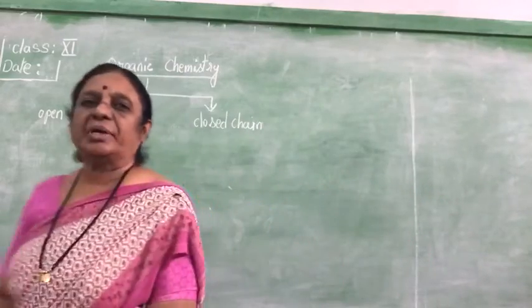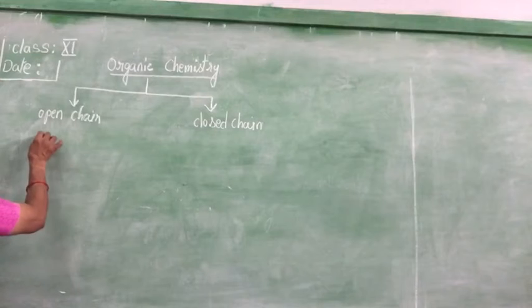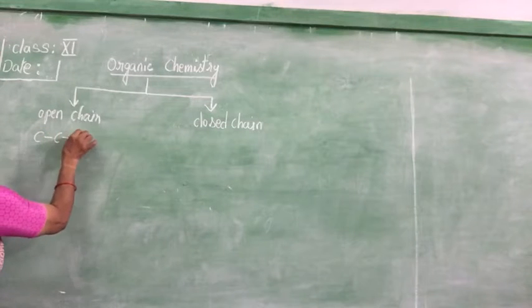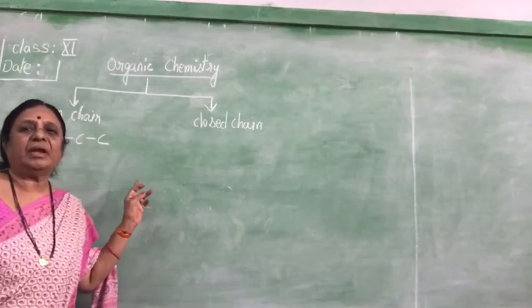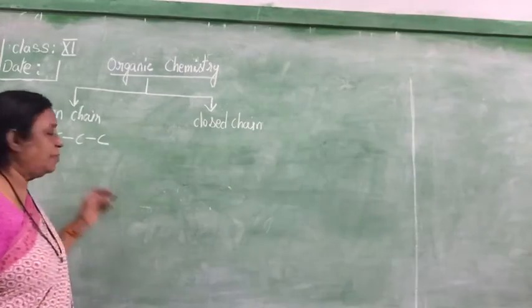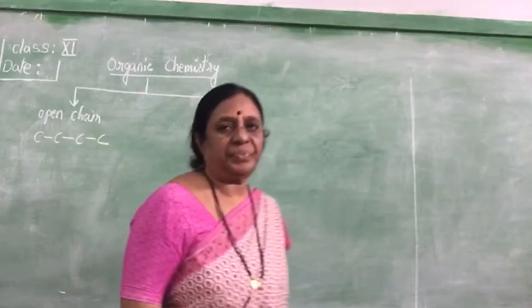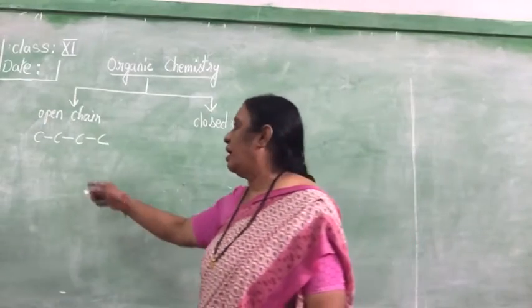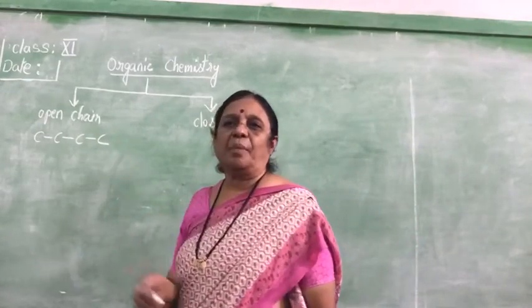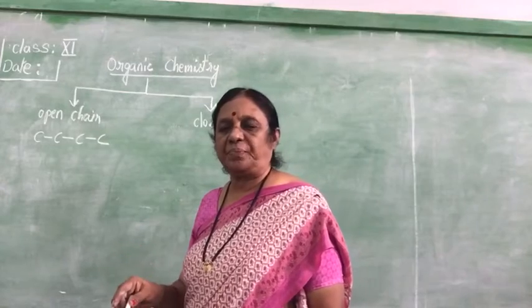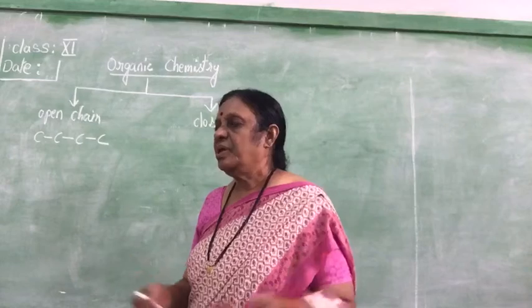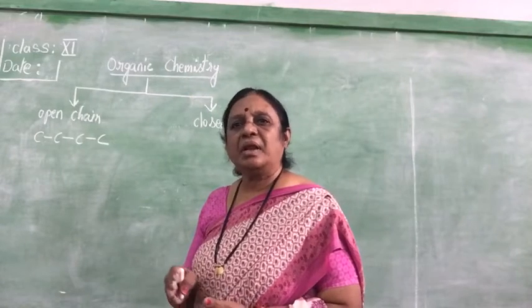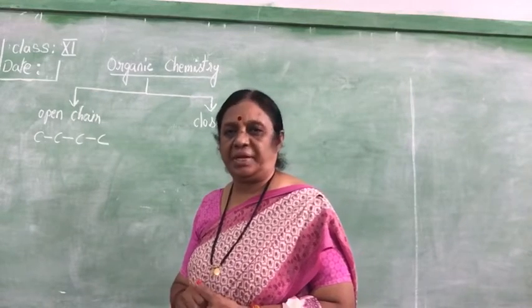Open chain compounds are those compounds in which the carbon atoms are attached with one another in the form of a straight line. The first carbon atom and the last carbon atom never meet.